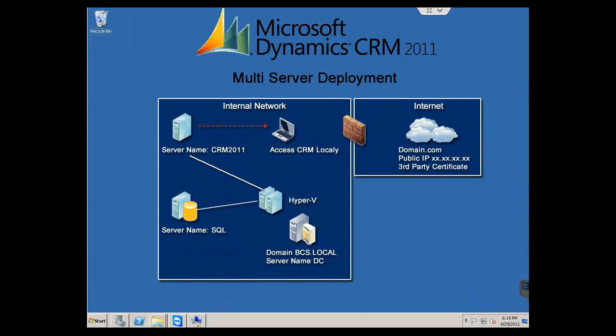But on our internal deployments, you can see that we have Active Directory for our domain. We have a domain called bcs.local. We have a server name, and it's DC. So our fully qualified domain name is dc.bcs.local. We're going to install the Hyper-V role, and in our Hyper-V role we're going to have a VM with SQL and a VM with CRM 2011. The SQL server name is SQL. The server name for CRM is CRM 2011. And our goal is to access CRM locally.